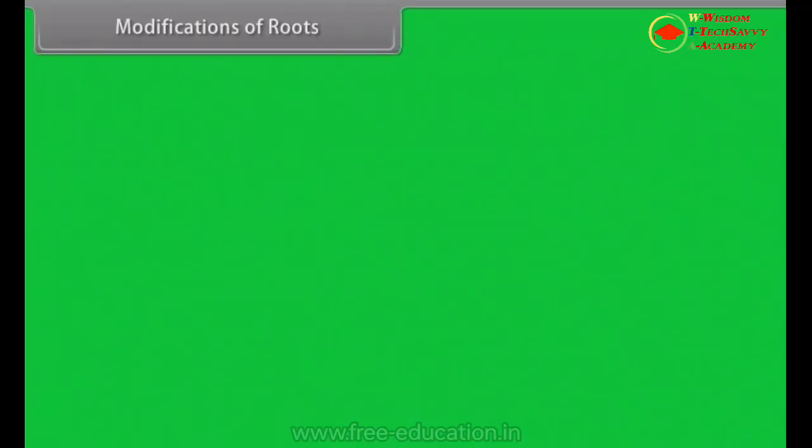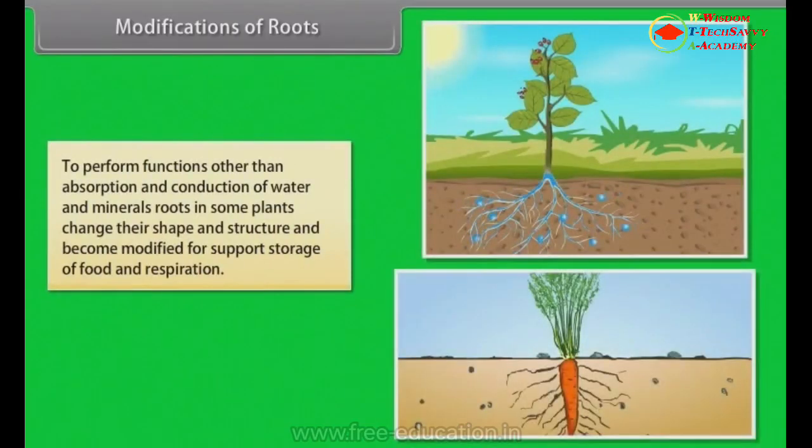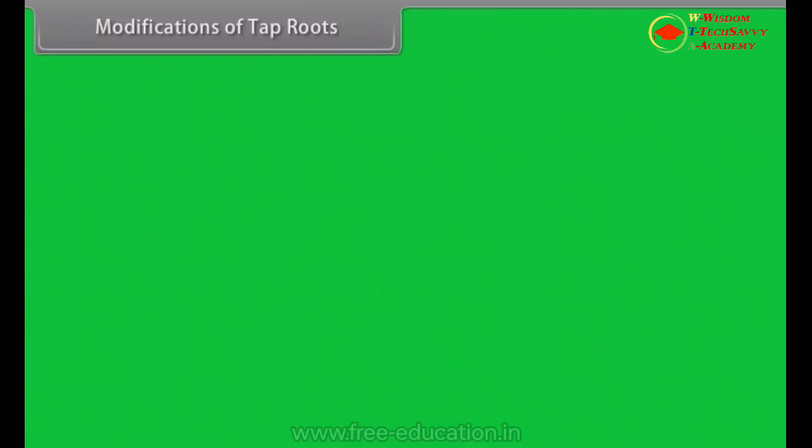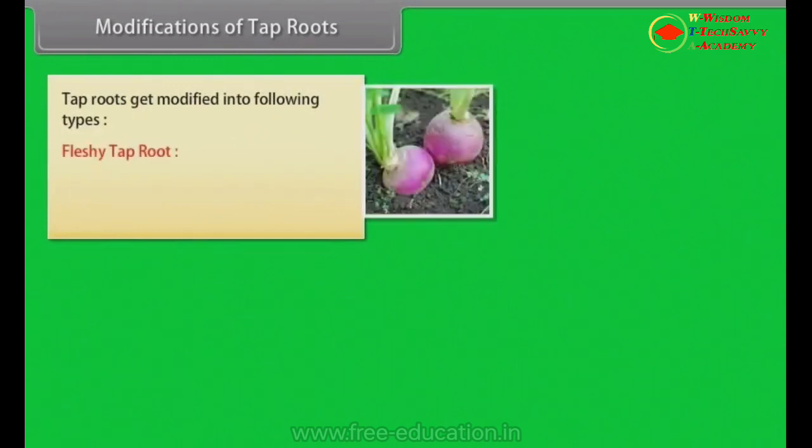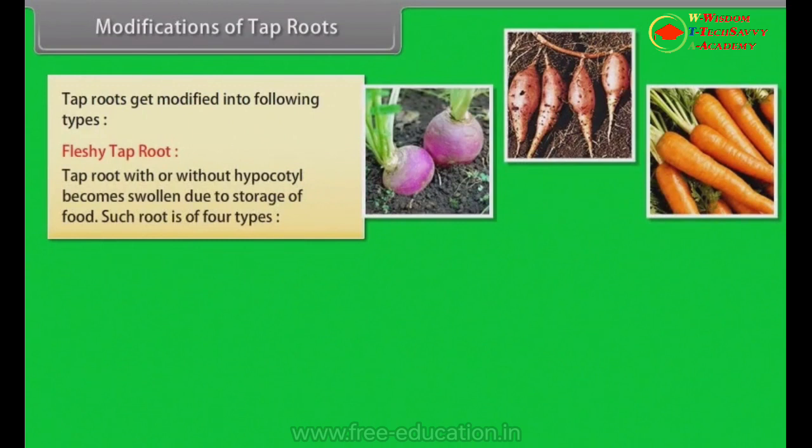Modifications of roots. To perform functions other than absorption and conduction of water and minerals, roots in some plants change their shape and structure and become modified for support, storage of food, and respiration. Modifications of tap roots. Tap roots get modified into following types. Fleshy tap root, with or without hypocotyl, becomes swollen due to storage of food. Such root is of 4 types.